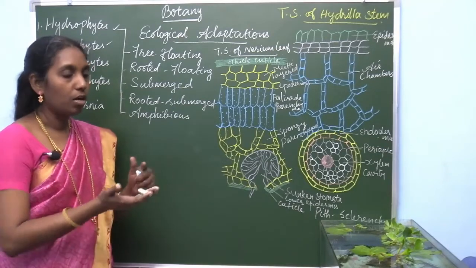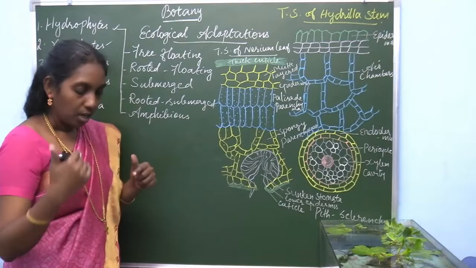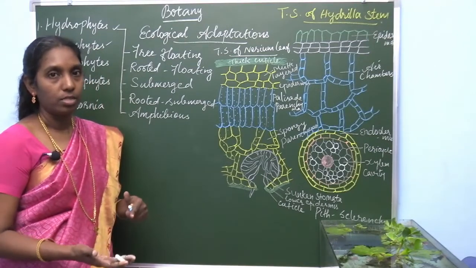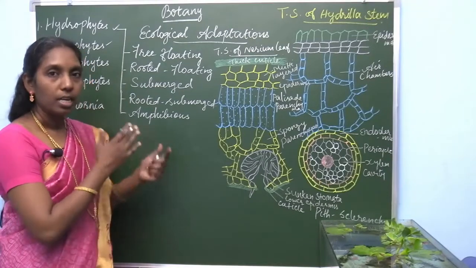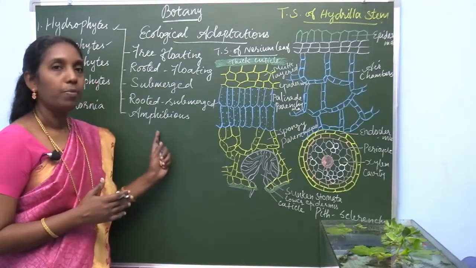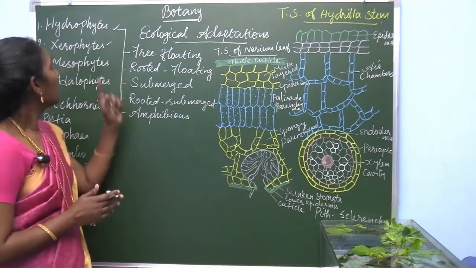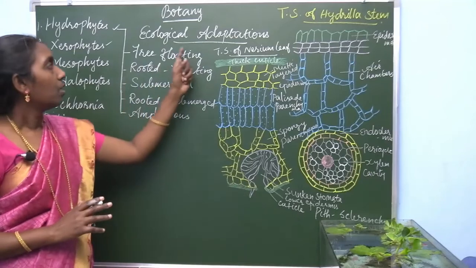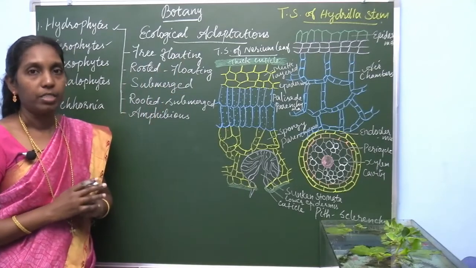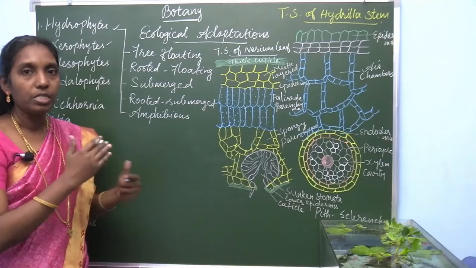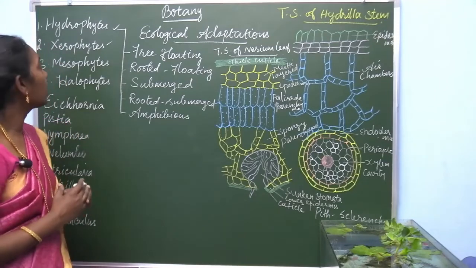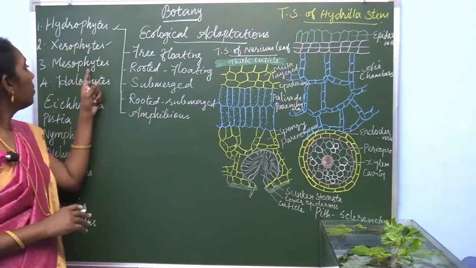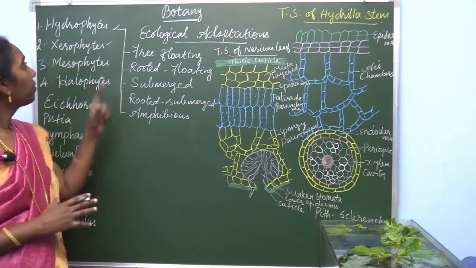In the shallow water, half of the part is present in terrestrial form, in the soil, outside the aquatic ecosystem, and the other part is inside the water. So, first, the classification is based on ecological adaptations and the habitat. The plants are classified into hydrophytes, xerophytes, mesophytes, and halophytes.